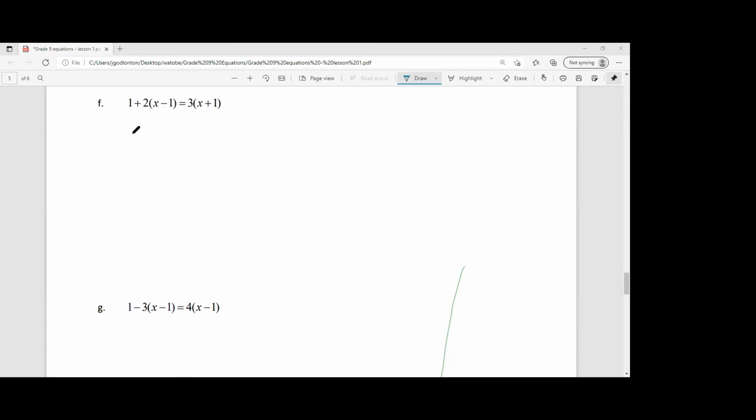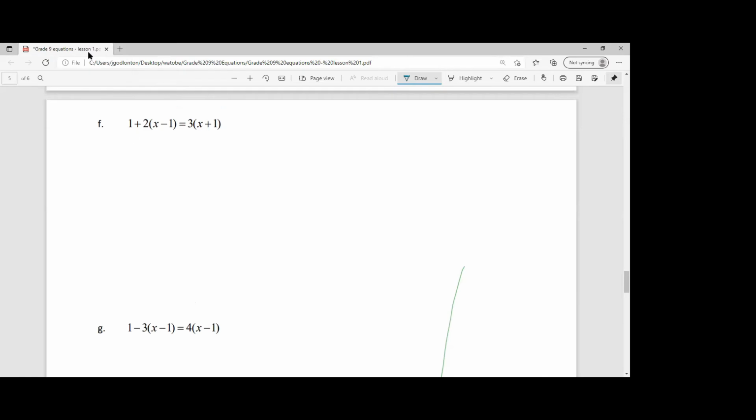Must you multiply by both numbers? Okay, so in this one, you do, but you're going to do them separately. Like here, I'm going to take that 2 in and multiply it into that bracket. And then on the other side, I'm going to take the 3 in and multiply it on that side.